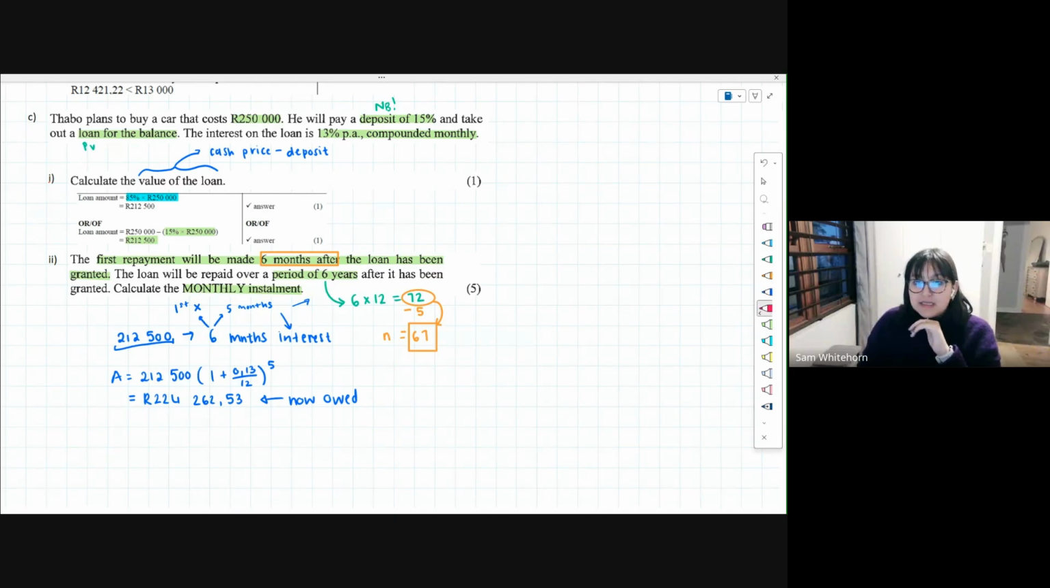And what that means is this becomes my present value amount in my present value formula. Because I've added all the interest on, this is what I now owe. And so now I'm going to use this amount in my calculation for working out the monthly installments. All right. Give me a thumbs up if that all makes sense.